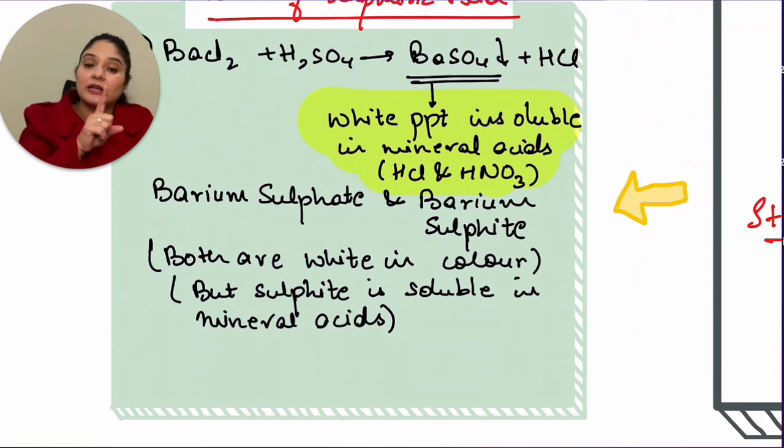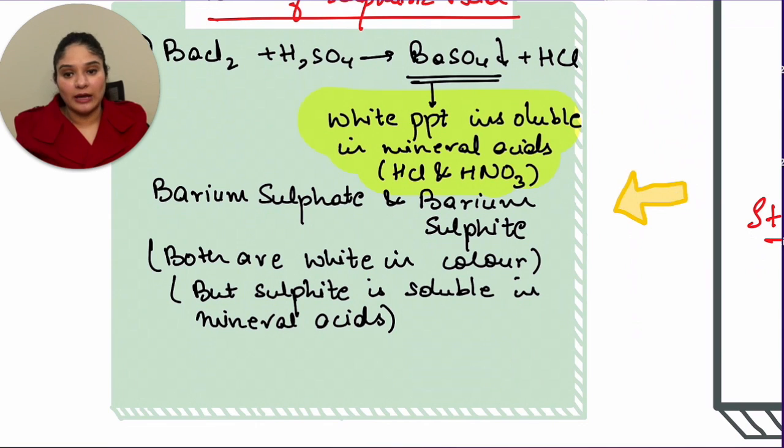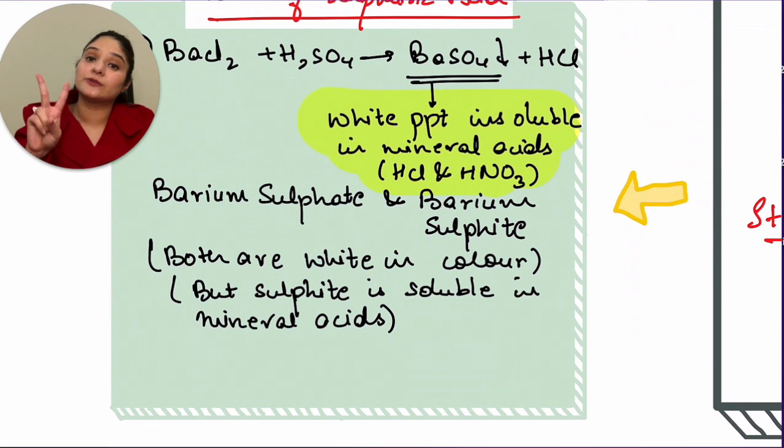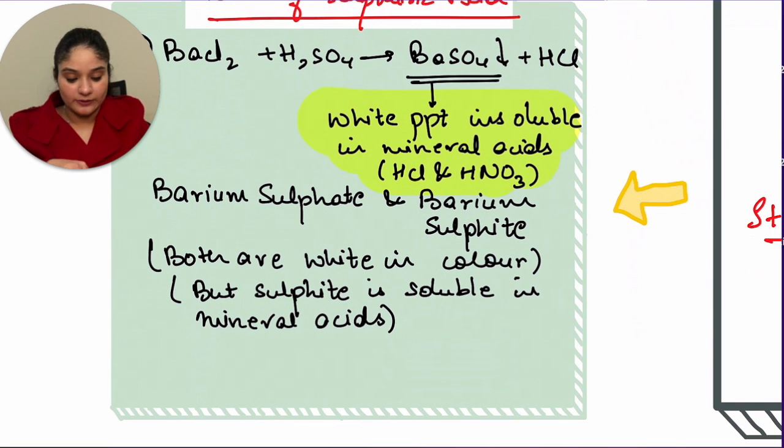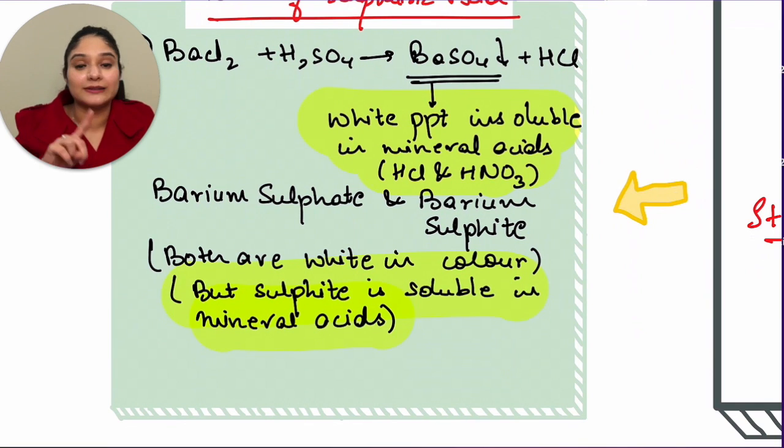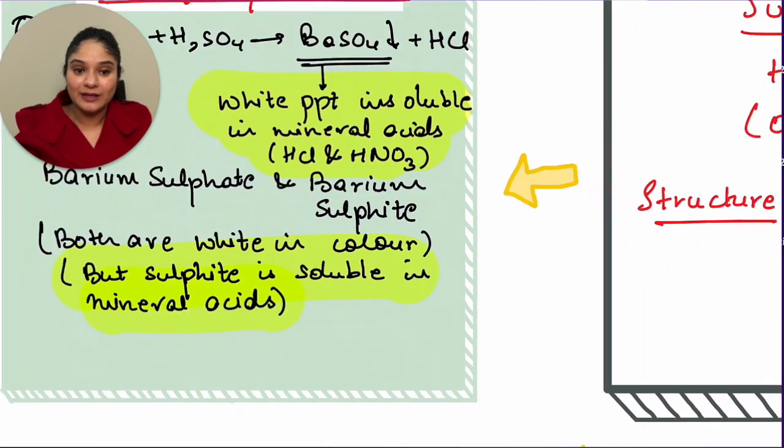But barium sulfite is soluble in mineral acids, but barium sulfate is not. So if they ask you what is the difference between barium sulfate and barium sulfite, although both of them are white in color, then this would be your answer: that one of them is soluble in mineral acids, the other one is not.